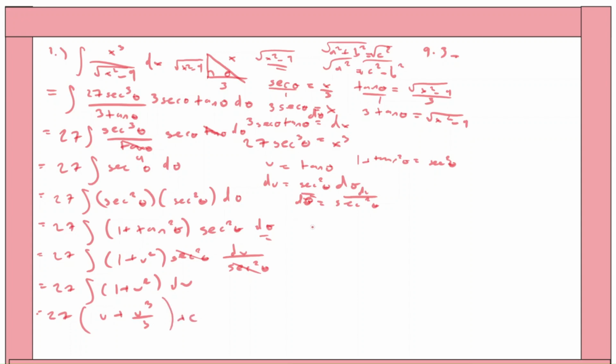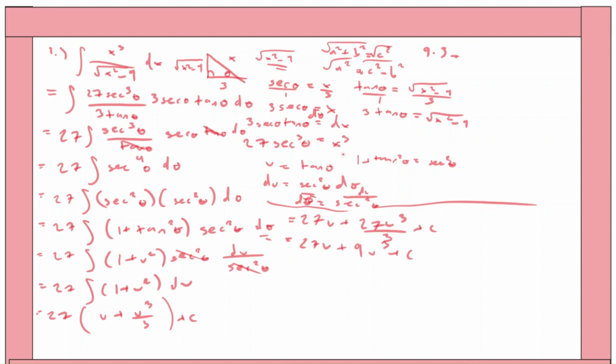I'm just going to move up here to finish the problem. Let's clear this up though. So if we have this, we're just going to distribute the 27 in. That turns into 27u plus 27u cubed over 3 plus c. We're just going to do a little bit of simplification here, right? Because 27u stays, but 27 divided by 3 is 9, so that's 9u cubed plus c.